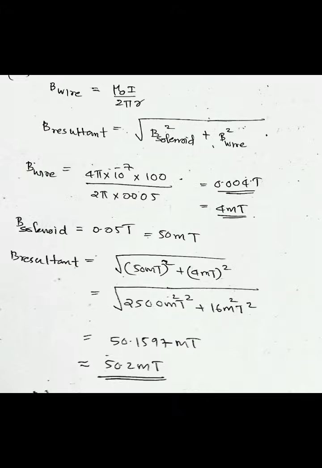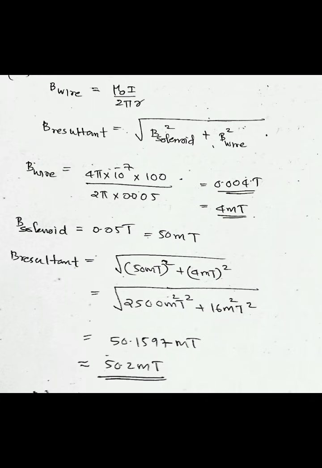The next question is, a long wire along the axis of a long solenoid carries a current of 100 ampere. The field due to the solenoid is 0.05 Tesla. What is the resultant field at a point 1 millimeter from the solenoidal axis? Here the magnetic field of the wire is equal to mu 0 I divided by 2 pi r. So the resultant magnetic field is equal to square root over B solenoid square plus B wire square.